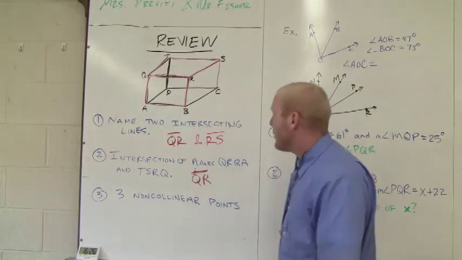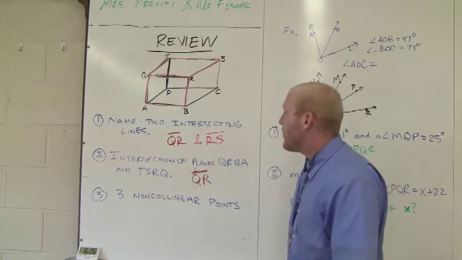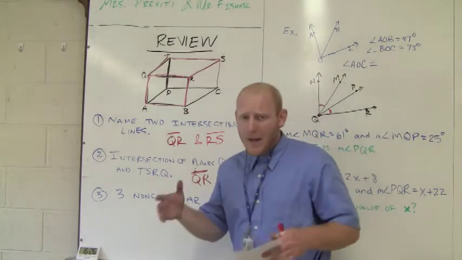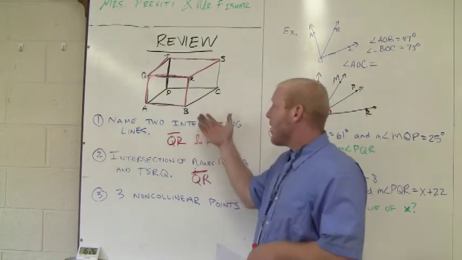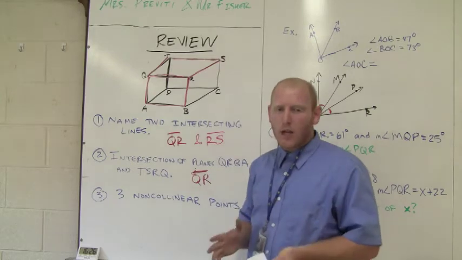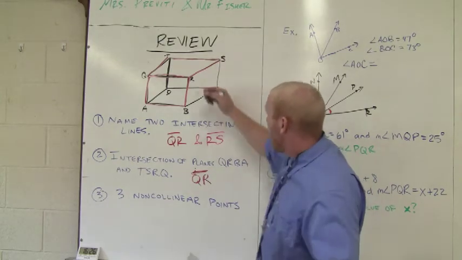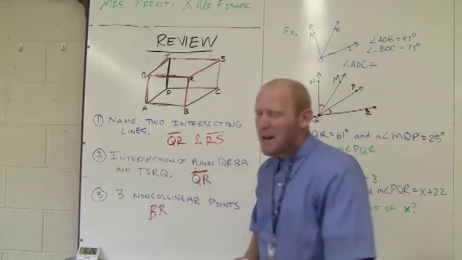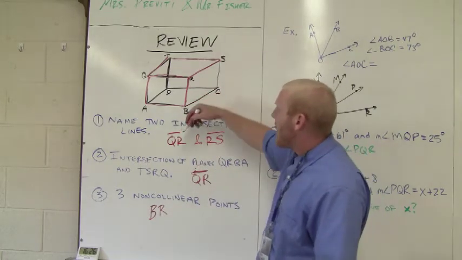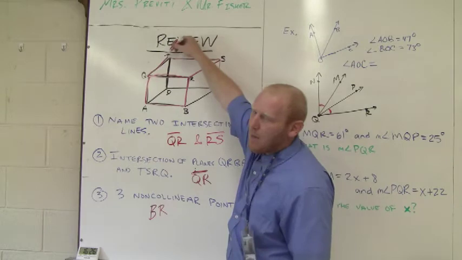Our last question. Name 3 non-collinear points. I just want 3 points that are not on the same plane. Think of a box. Visualize a 3D box in your head. Make that into this. I'm going to pick 3 points that won't touch each other. So I'm going to say B, R. I know they're touching each other. They can be on any plane, but what's one that's not on there? I can say all the way back at the box, T.